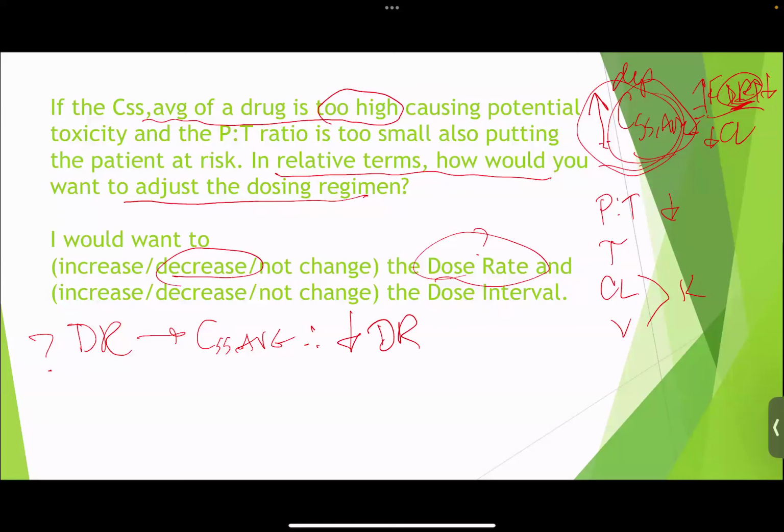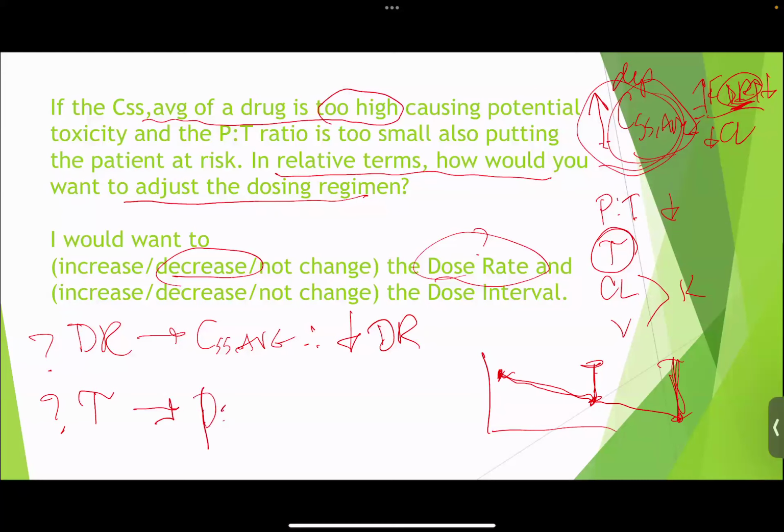Decrease the dose rate. If the peak to trough ratio is too small, so the difference between the peak and the trough is too small, what do we control of these three things? We control the dose interval, don't we? So what would we do if we wanted that peak to trough ratio to be larger? Well, we're going to extend the dosing interval, because now our peak to trough ratio is larger, isn't it? So we want to change our dose interval. Yes. We look at peak to trough, and therefore we want to increase our dose interval, or our tau.